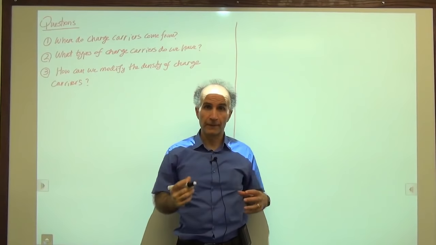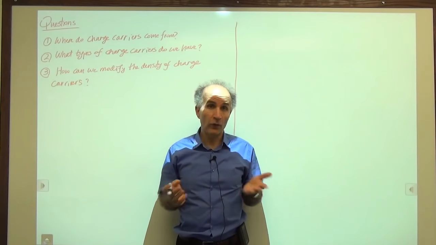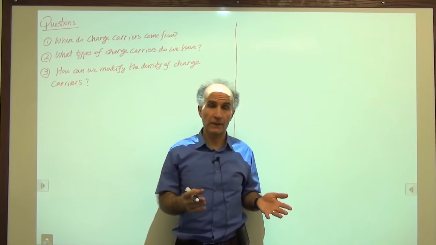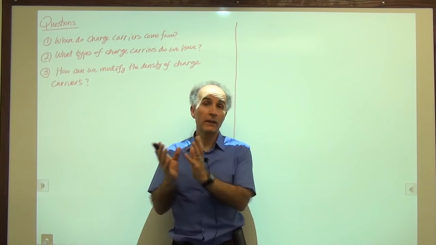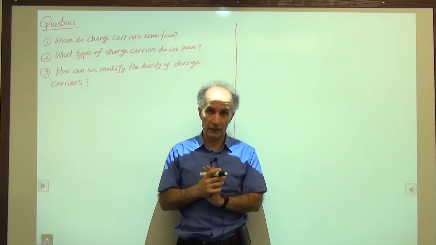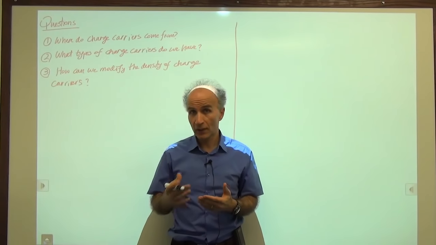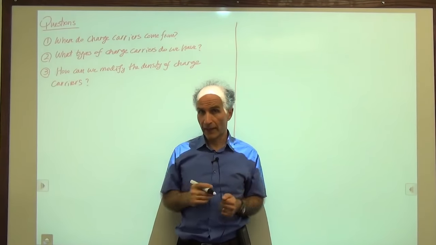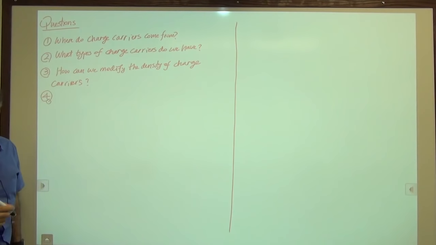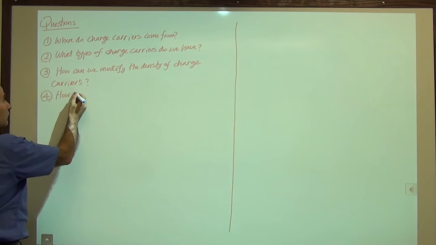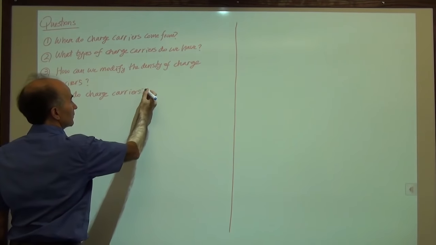Now, if I give you a piece of silicon, and it has some number of electrons per cubic centimeter or cubic meter, and you're not happy with that number, you want to increase it or decrease it, how exactly do we do that? How do we make sure that this piece of silicon has a higher number of free electrons available for current conduction, or a lower number? So that's what we call modification of carrier densities. We'd like to see how that works. And the last question that we need to answer in relation to semiconductors is, how do charge carriers move?